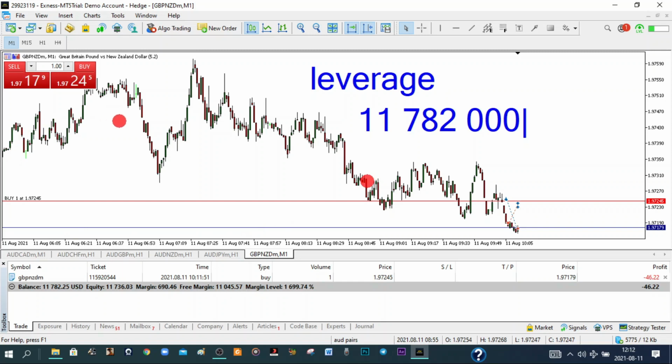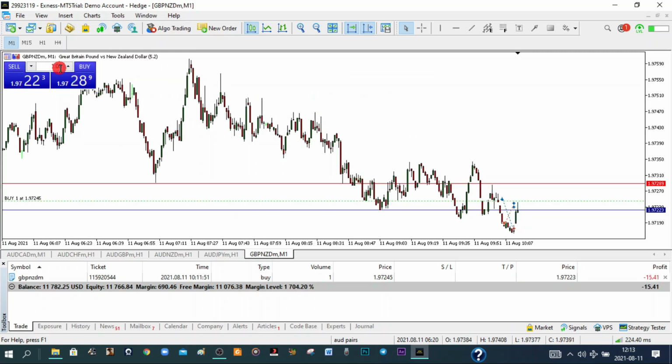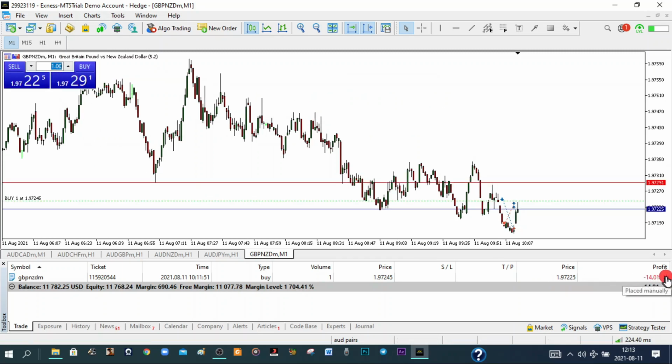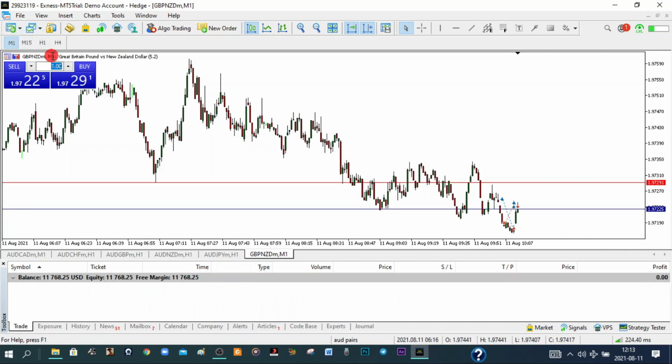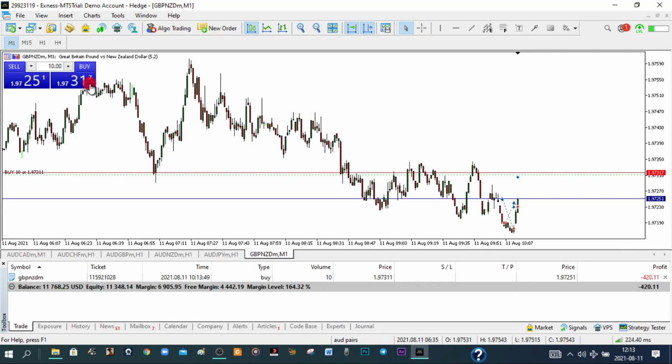So I can trade a position that is equal to 11,782,000. So let me try to open 10 lots, and you see I'll be able to open 10 lots. Why? Because for me to open 10 standard lots, I only need $1 million in my account. If my mathematics is correct, I should be able to open 10 lots. Let me close that one out and then place 10 lots. If I click buy, you can see I'm also able to open 10 lots.